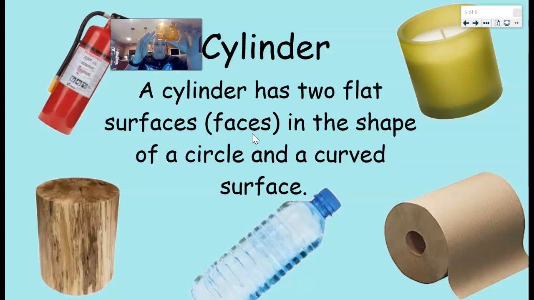So if you see a can of soup or a can of beans, it's 2 flat sides. See my hands? That's what we call the faces. That's these sides that I'm putting my hands on. Those are the faces. They're flat. But everything else is round all the way around. So like a fire extinguisher, a piece of wood, a water bottle, paper towel roll, toilet paper roll, or a candle, or a can of soup.